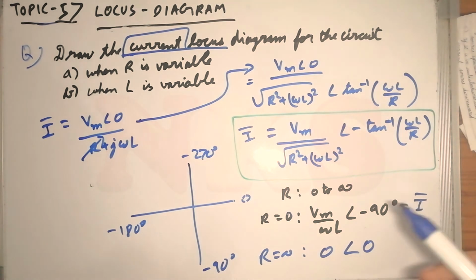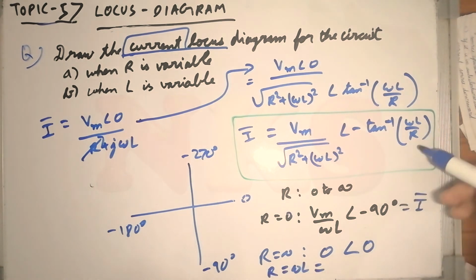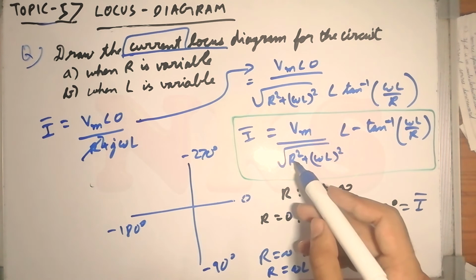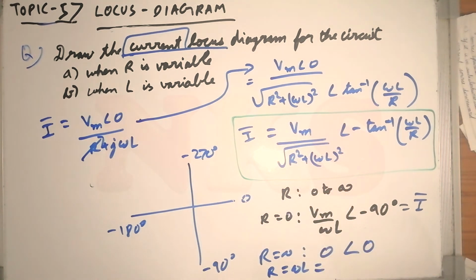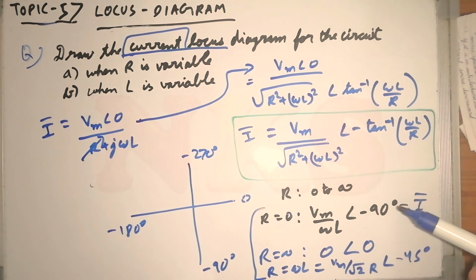Now we can take one more value of R to get a better idea of the plot, that is R equal to omega L, because they are cancelling. So it will be Vm by root 2 R, magnitude will be this thing at an angle minus tan inverse 1, which is minus 45 degrees. So I have got these 3 points: when R is 0, when R is infinity, and when R is omega L, the value of I phasor is this.